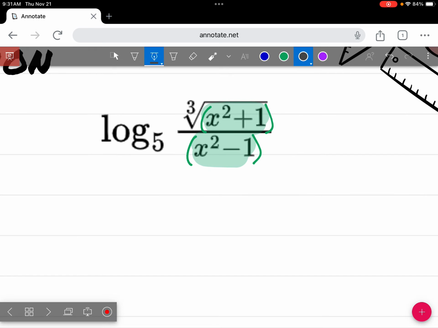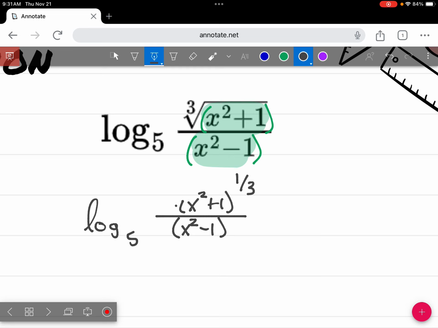So the first thing I'm going to do is switch it out of this radical form and into our fractional index, where we put it as an exponent. So I'm going to write this as log base 5 of the fraction with my x squared minus 1 and my x squared plus 1 to the power of 1/3. I'm putting parentheses around them.